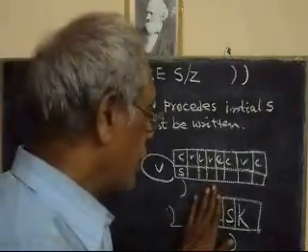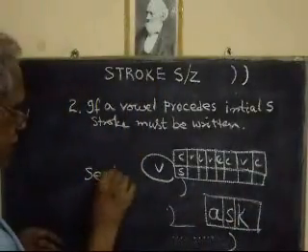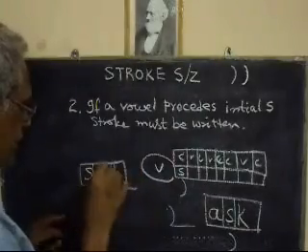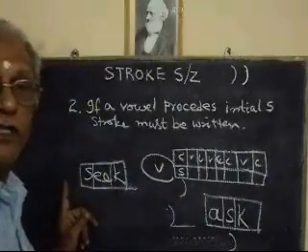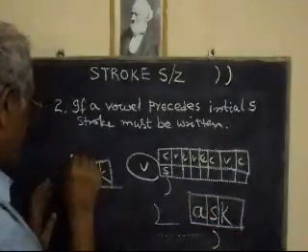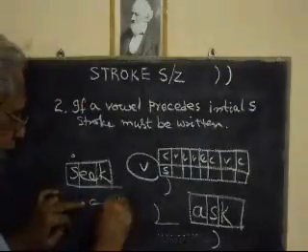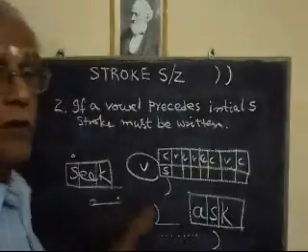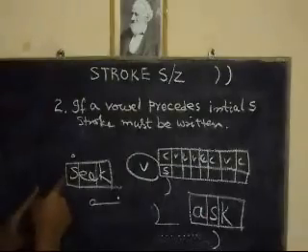Suppose there is no preceding vowel. For example, seek. Here, the initial consonant is S. Before that there is no vowel. Therefore, you can write simply a small circle. Seek. You can safely write the circle. Why? Because there is no preceding vowel.